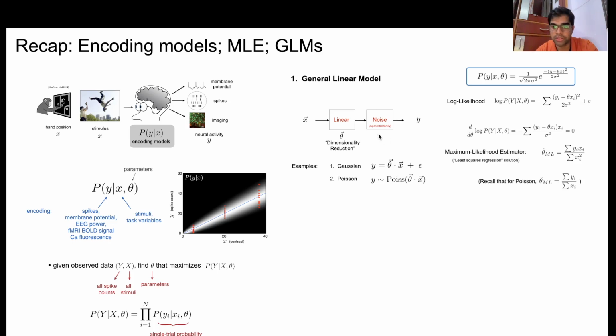So we can use a Poisson distribution or Poisson noise here to get the spike counts. So this summarizes the general linear model that we saw last time. It's just recapping all the things that we learned.